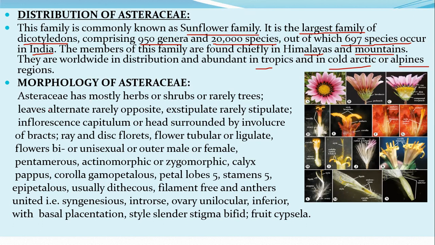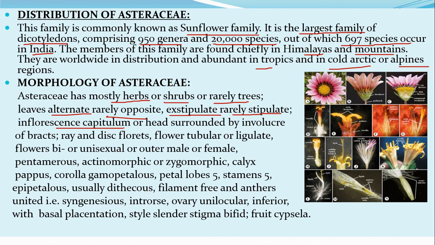While talking about the morphological characters, Asteraceae family members are mostly available in the form of herbs. Herbs mean small plants. Some species may grow in the form of shrubs, rarely trees. Leaves: the arrangement of leaves is alternate, rarely opposite. Leaves without stipules, so called exstipulate, rarely stipulate. Inflorescence, already we have discussed, try to remember.